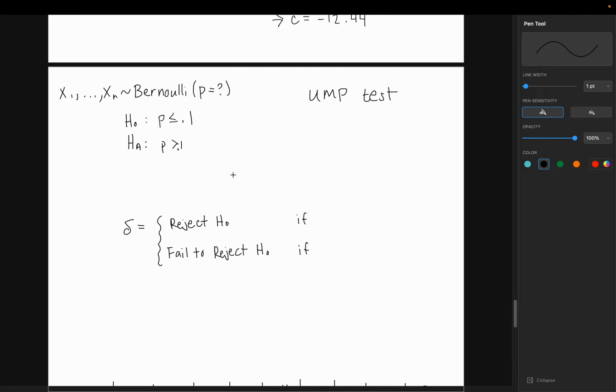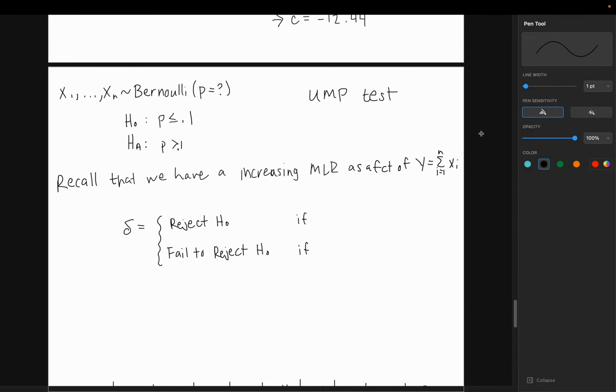Now, UMP tests and monotone likelihood ratios go hand in hand. So recall that we have an increasing monotone likelihood ratio as a function of y, which was the sum of our xi's. We saw that on a previous video.